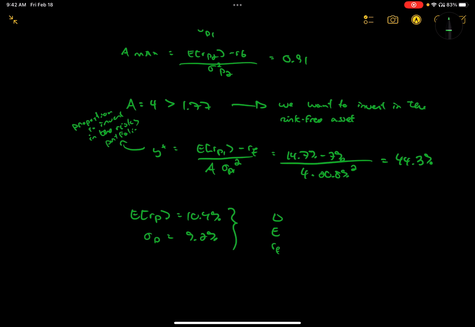So on the risk-free asset, we want to put 1 minus Y star, so that's 55.7%. For D, that would be Y star times weight of D, let's say in P1. So that's 44.3% times 46.6%, and it gives us 20.6%. And similarly, we can find the same thing for E, and we find 23.7%. So using those 3 weights, we can calculate the expected return and the variance of the final portfolio.